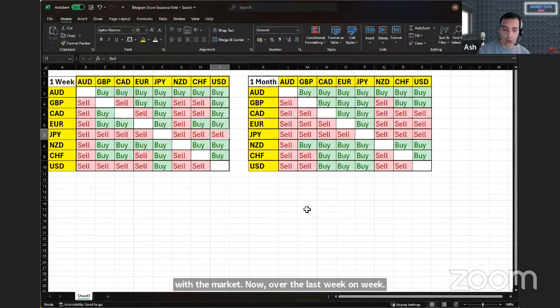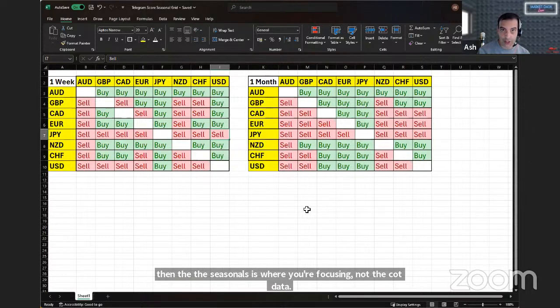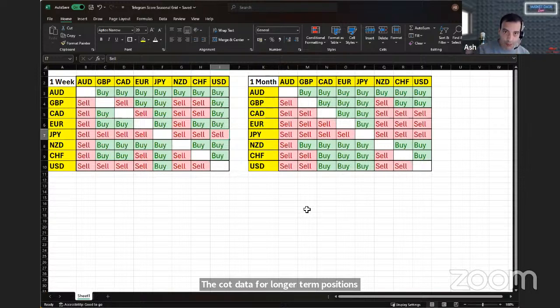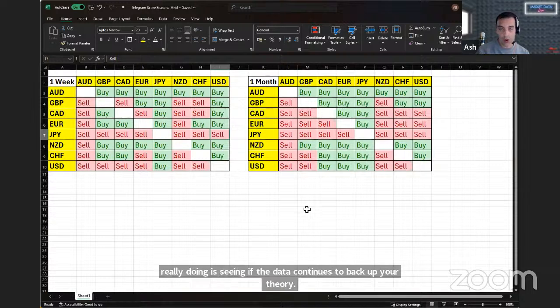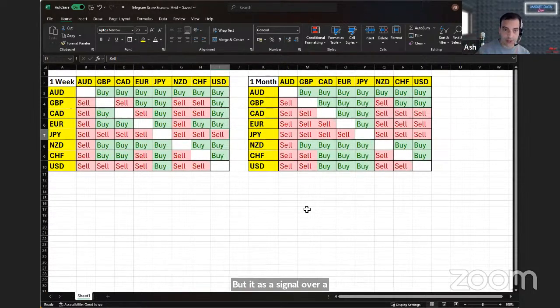So for the people that want longer term positions, the seasonals is where you're focusing, not the COT data. For longer term positions, all you're really doing is seeing if the COT data continues to back up your theory. But as a signal over a 3 month period, it's relatively useless because it's delivered once a week. So all we're looking at is what the participants were doing last week.